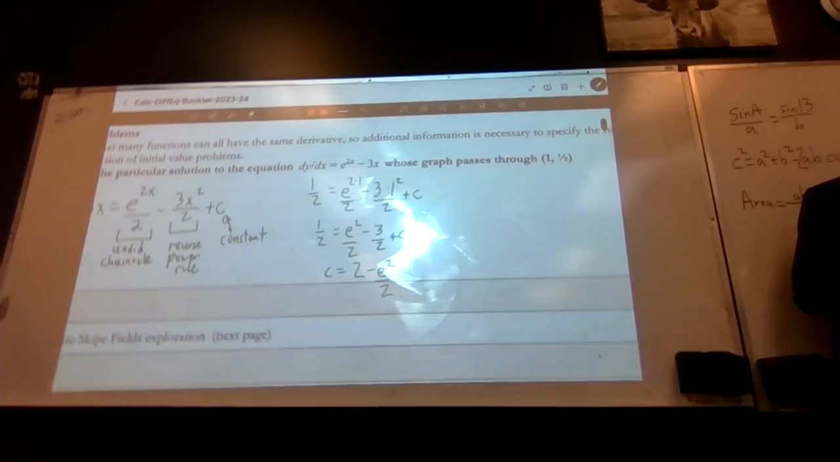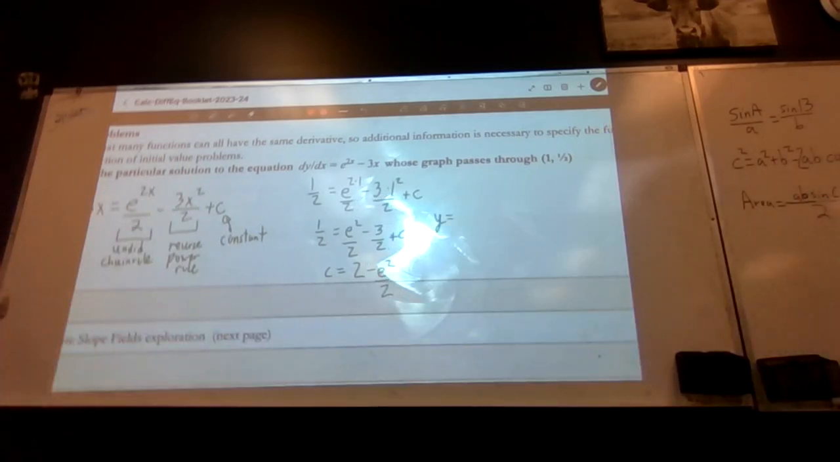Therefore, my equation, my specific equation that goes through these points is y equals e to the 2x divided by 2 minus 3x squared plus 2 minus e squared divided by 2.